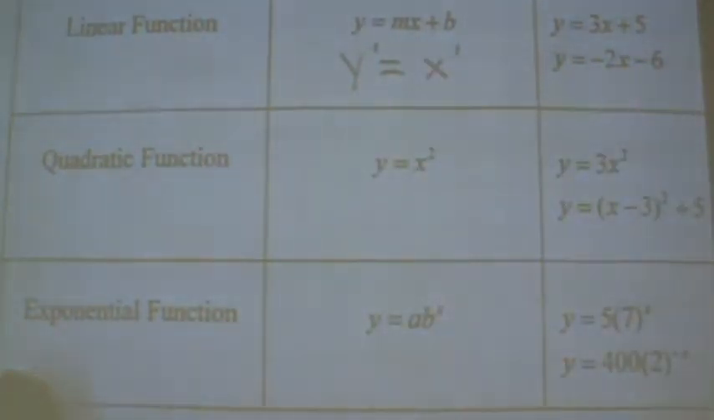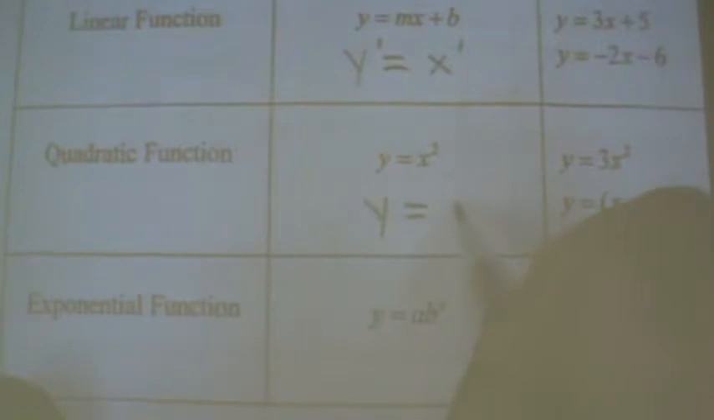With the linear function, you should notice both y and x are first degree. With the quadratic, you notice that y is to the first power and x is to the second. And for an exponential, you're going to see a y, and you're going to see the exponent is your x. That's how you know it's an exponential function.